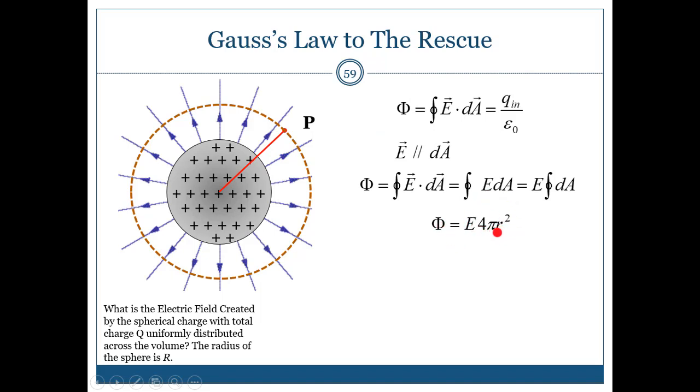My Gaussian sphere, I wanted it to have a radius of small r. So the total flux through the Gaussian sphere is E times 4 pi r squared. This is equal to the charge inside my Gaussian surface divided by epsilon 0. I'm including all of the charge in my Gaussian sphere, so it's big Q that the problem gives me divided by epsilon 0. Hence, the E field of the spherical charge with uniform volume charge distribution is Q over 4 pi epsilon 0 r squared, same as the point charges. There is the answer.